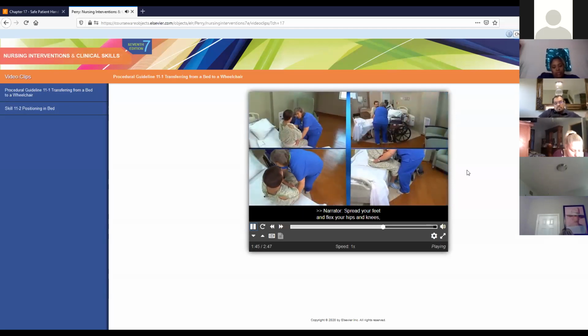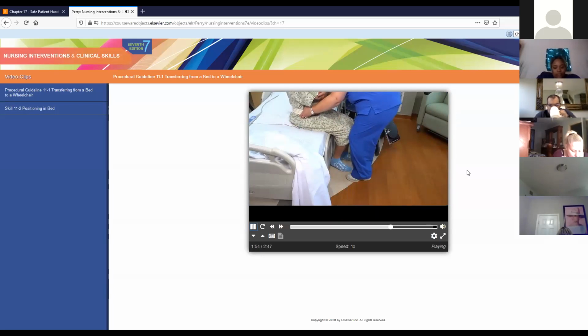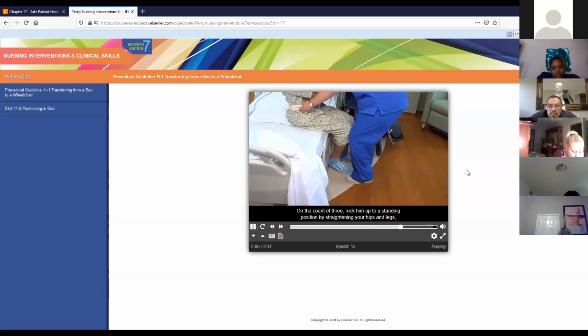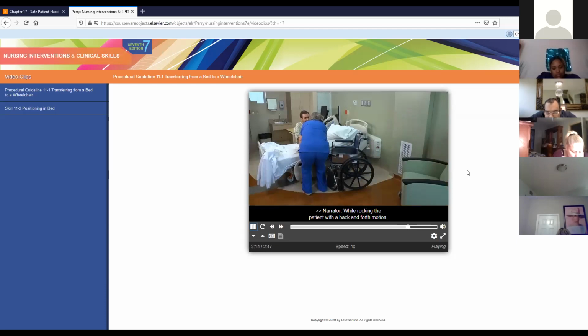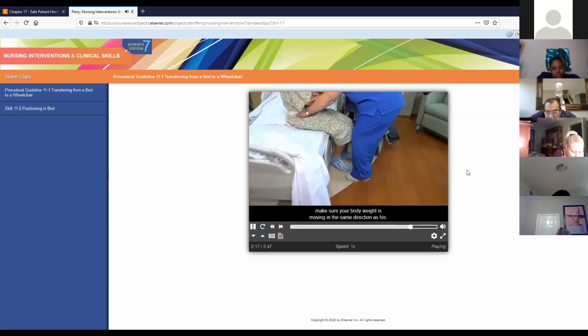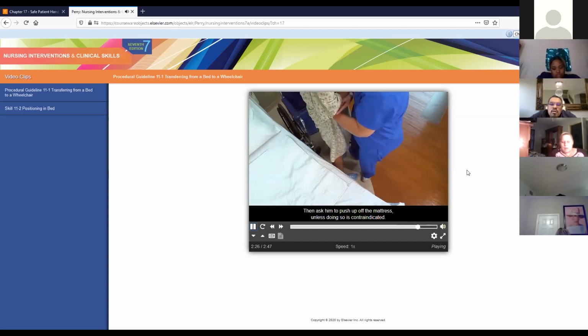Spread your feet and flex your hips and knees, keeping your knees aligned with those of the patient. Grasp the transfer belt along the patient's sides. Be sure to position yourself slightly in front of him to guard and protect him throughout the transfer. On the count of 3, rock him up to a standing position by straightening your hips and legs, keeping your knees slightly flexed. 1, 2, 3. While rocking the patient with a back and forth motion, make sure your body weight is moving in the same direction as his. Then ask him to push up off the mattress, unless doing so is contraindicated.